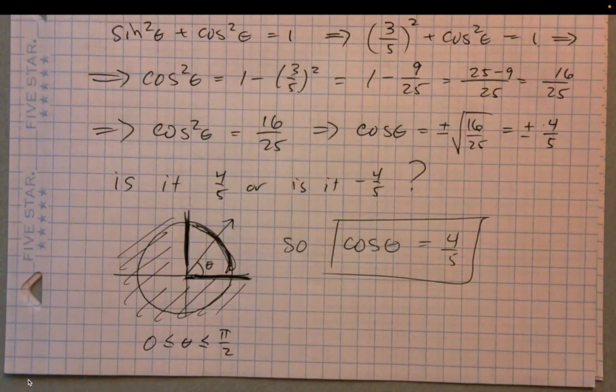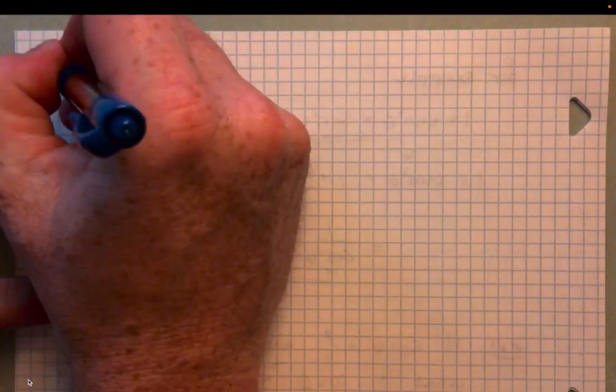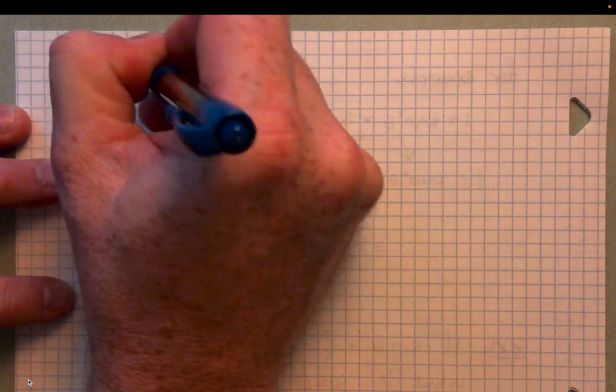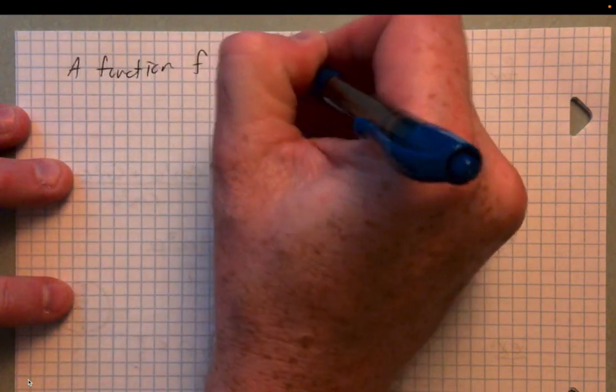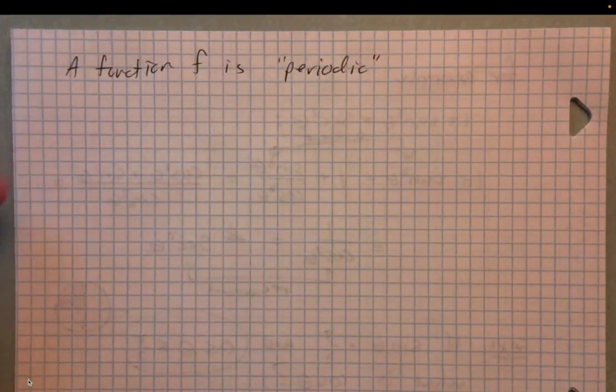All right, very good. Okay, we're getting very close to being through this section. I have one more topic to hit up, right? And that's the idea of a periodic function. Okay, so let's remember what that means. A function f is periodic, right? You can kind of think of periodic as meaning that it's a function that repeats itself.